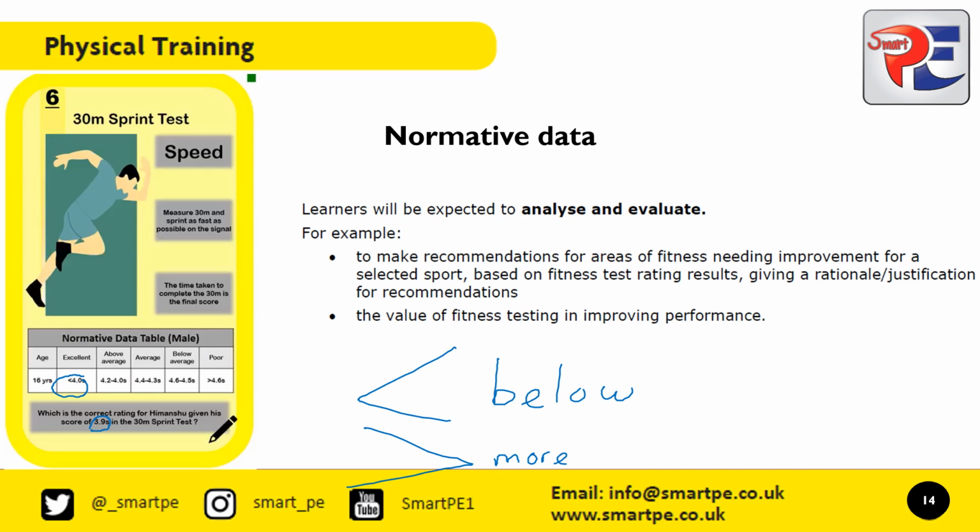Okay, so let's say Himanshu's score was 4.8 seconds. We know that that is more than 4.6, which would be a poor rating. But for his score of 3.9 seconds, his rating would be less than 4 seconds, so his rating is excellent.